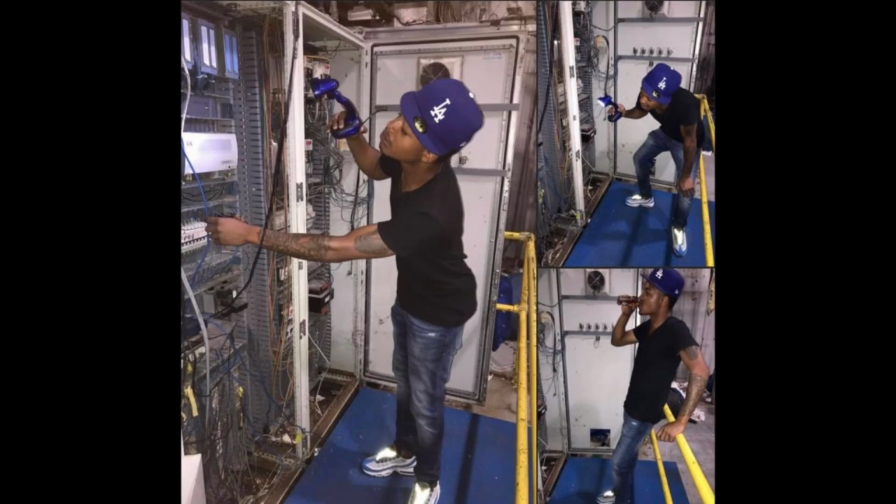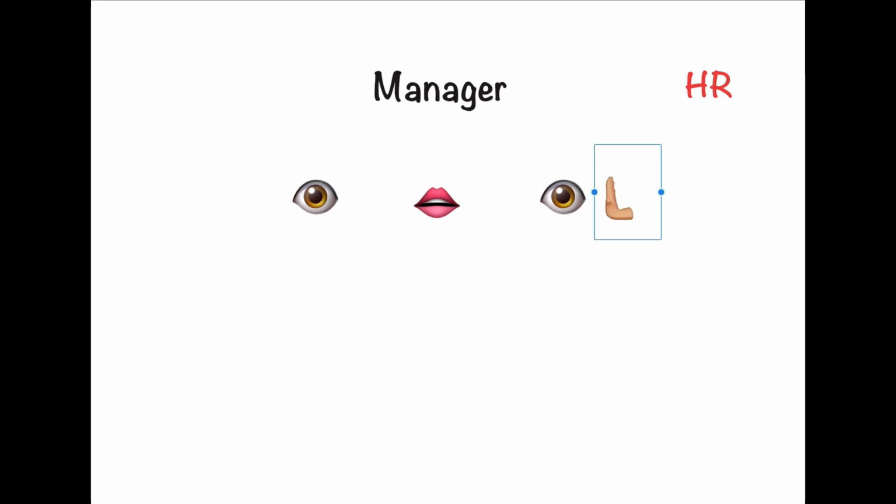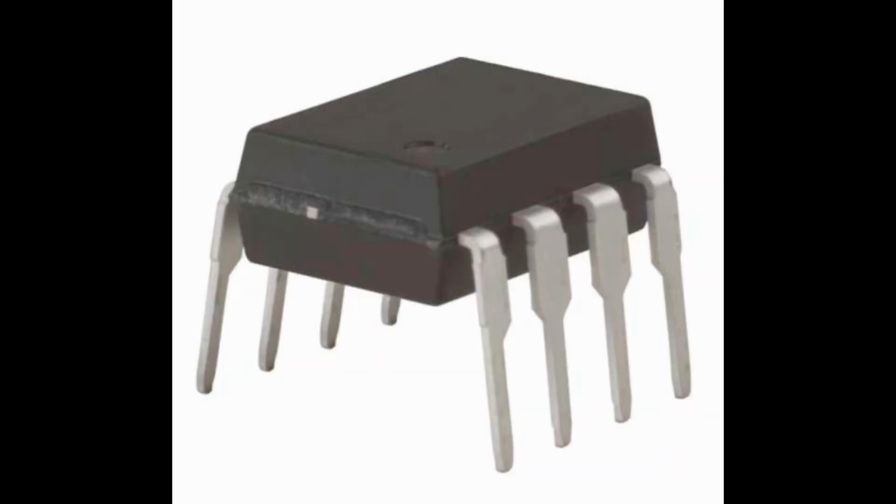So, what do engineers do? We add feedback. Feedback is like bringing HR to the room. It tells the manager, relax, calm down, you don't need to exaggerate everything. With feedback, the op amp becomes predictable, stable, and useful. Without feedback, it's chaos.